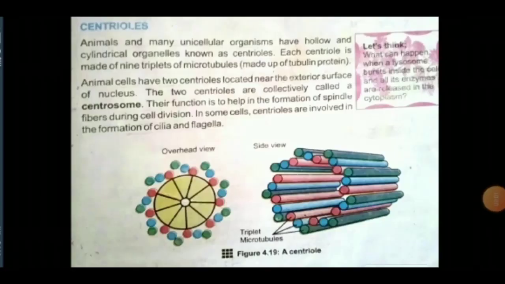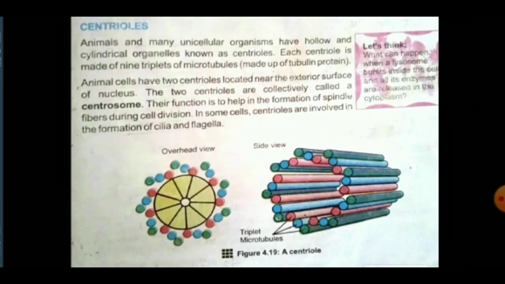Now students, we are going to learn about centrioles on page number 65. Centrioles are present in both animals and many unicellular organisms. They have hollow and cylindrical shape. Each centriole is made up of 9 triplets of microtubules. Animals have 2 centrioles in exterior part of nucleus. 2 centrioles are collectively called centrosome.